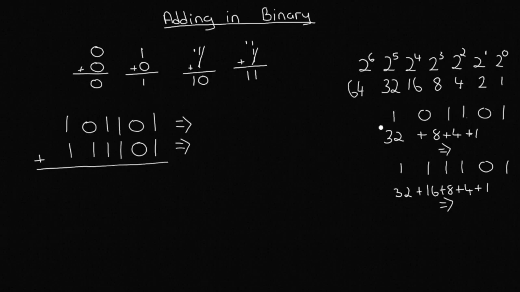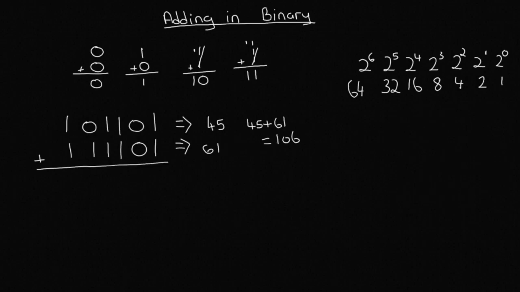So for this first binary number here, you can see it's equal to 32 plus 8 plus 4 plus 1, which comes to a total of 45. Then we can do the exact same thing with this other binary number. Our second binary number is equivalent to 32 plus 16 plus 8 plus 4 plus 1, and this total is 61. So if we have 45 as our first binary number and 61 as our second binary number, we take our numbers 45 and 61, and it gives us a total of 106.